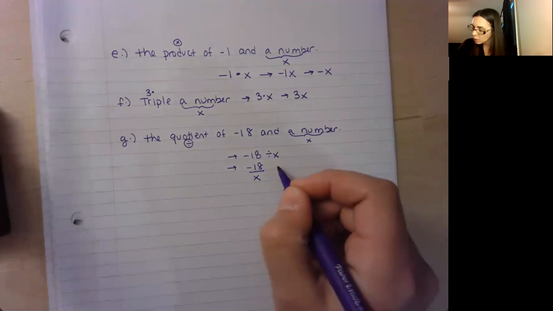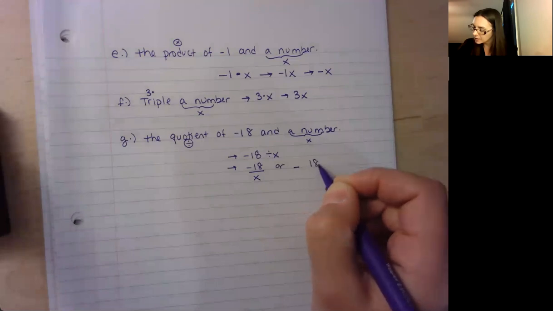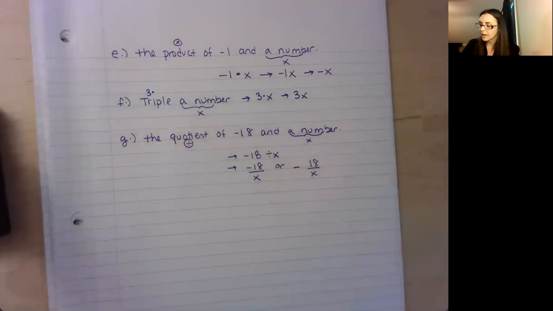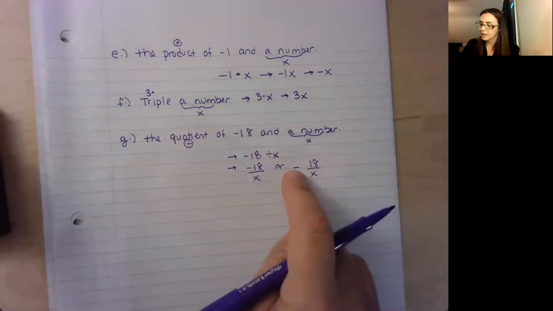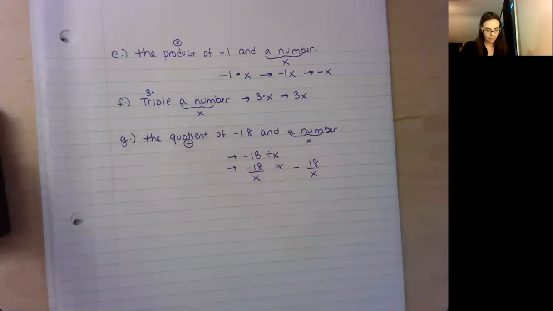With that -18, if you want to, when you have the fraction form, sometimes people will write the negative out front, but you can really write it in the top, the bottom, or out front. Usually these are the two ways we tend to see it, either in the numerator or just in front of that fraction bar.